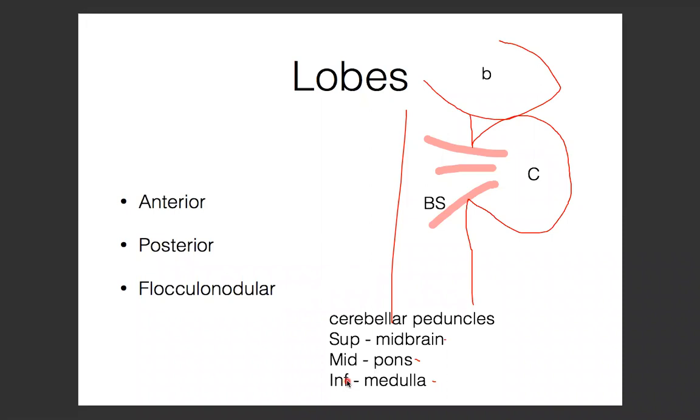The question that was asking about the peduncles: basically, they are connections between the cerebellum and the brainstem, and inside them are tracts. We'll talk about the tracts later, but right now, the cerebellum and the brainstem are connected through the cerebellar peduncles. There are three: the superior peduncle between the cerebellum and the midbrain, the middle between the cerebellum and the pons, and the inferior between the cerebellum and the medulla. Make sense? They're basically connections between the cerebellum and brainstem.